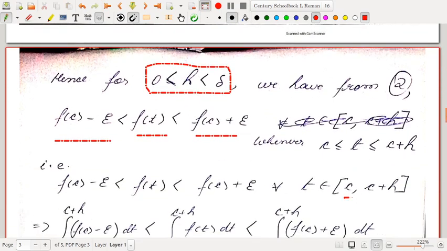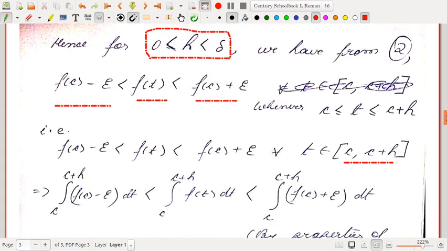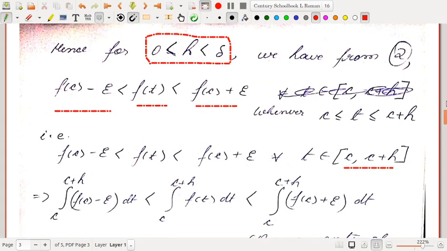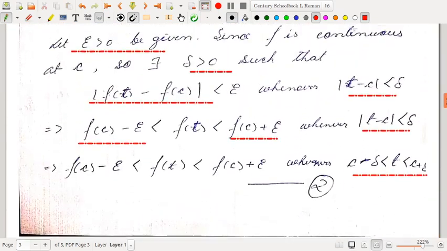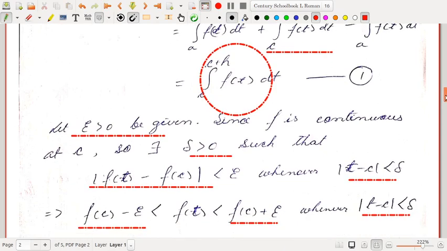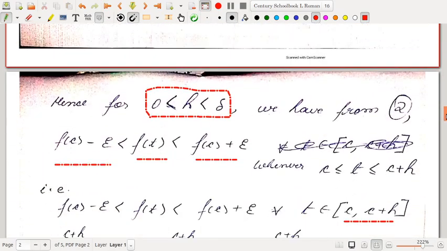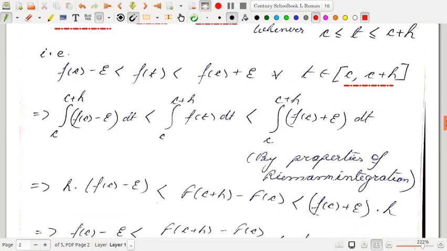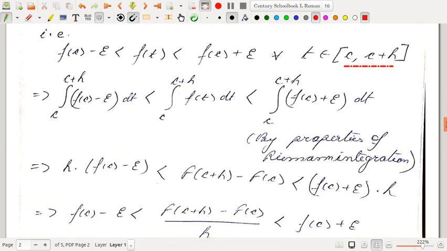That means in the interval c to c plus h, f(t) is greater than f(c) minus epsilon and less than f(c) plus epsilon. So why are we looking at this interval? Because we want to estimate this integral, the integral from c to c plus h of f(t) dt. That is why we are looking at what happens to the function inside the interval c to c plus h. Inside c to c plus h, the function lies between f(c) minus epsilon and f(c) plus epsilon.